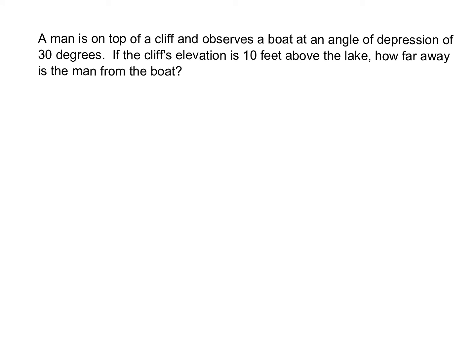Let's take a look at one final example here. It says a man is on top of a cliff and observes a boat at an angle of depression of 30 degrees. So let's draw this. So we have a cliff, we have a man standing, and we have a boat down here in the lake. So let's say there's our boat. And it says the man is observing the boat at an angle of depression of 30 degrees.